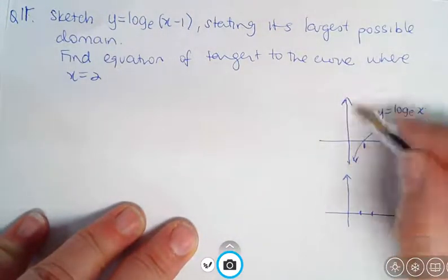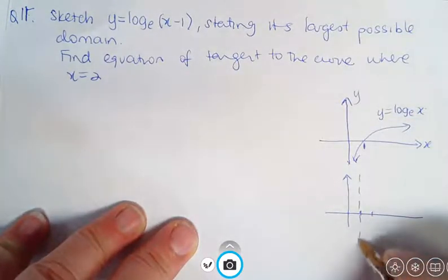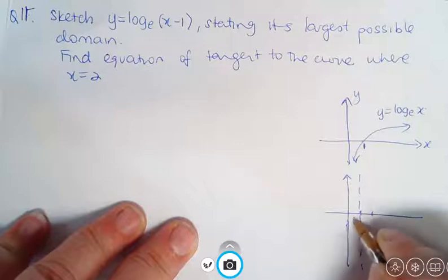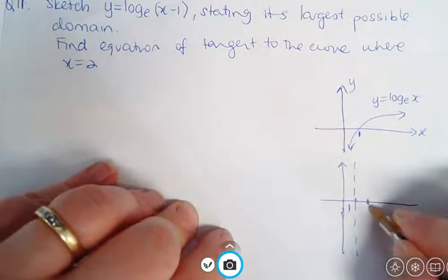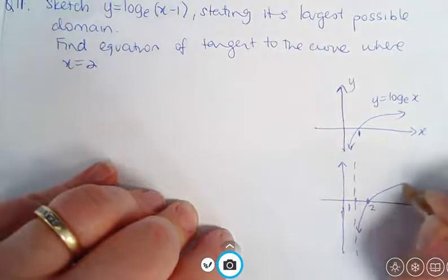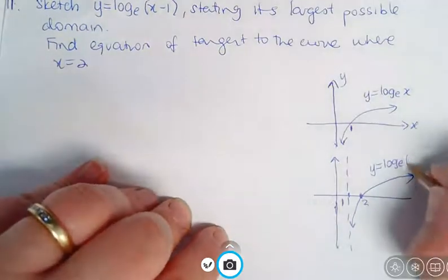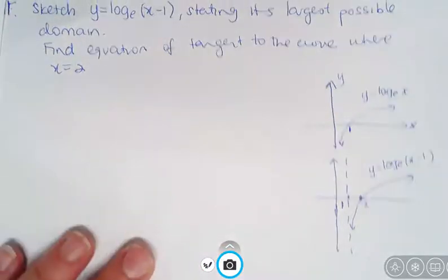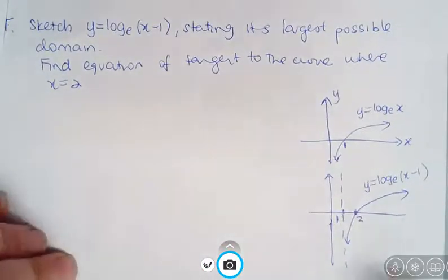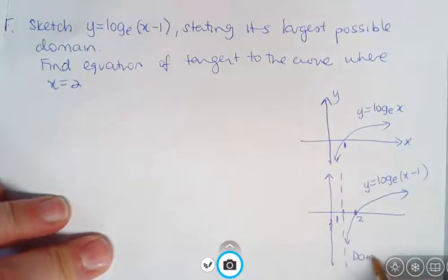Before we had the asymptote here, the y-axis was an asymptote. Now everything is shifted over 1 unit to the right. So the line x is 1 is now the asymptote, and it will cut through 2 here. So this is the curve of y equals log to the base e of x minus 1, because it's log to the base e of x shifted 1 unit over to the right. Okay, now therefore you can see here that the domain is that x will be greater than 1.